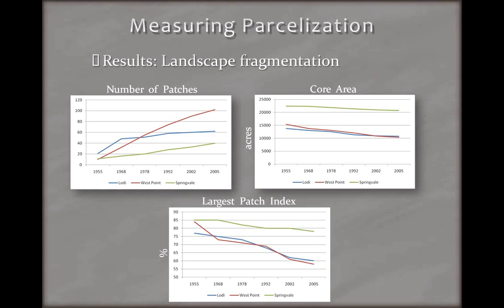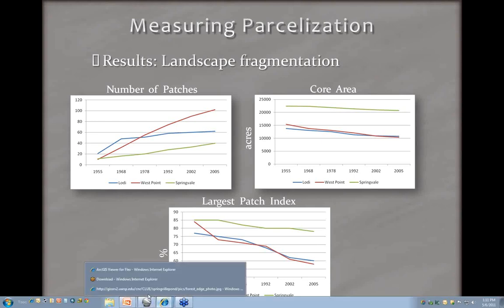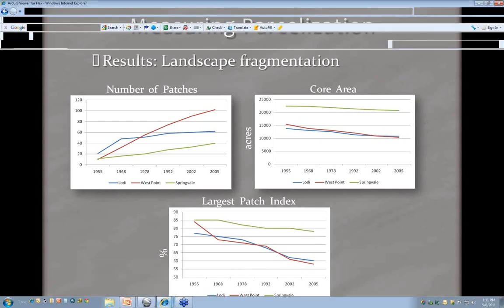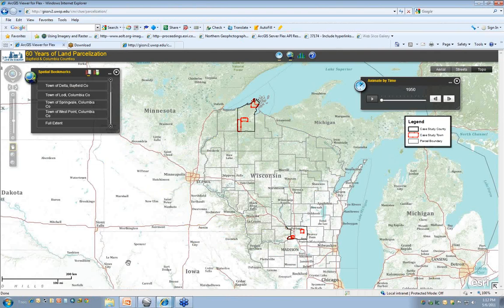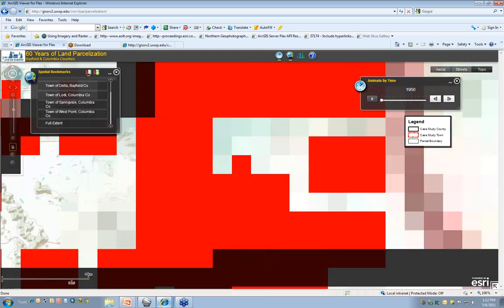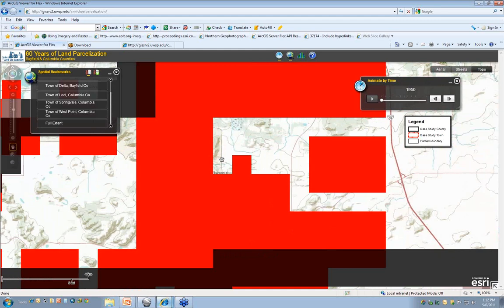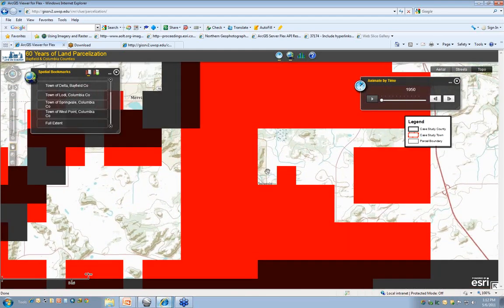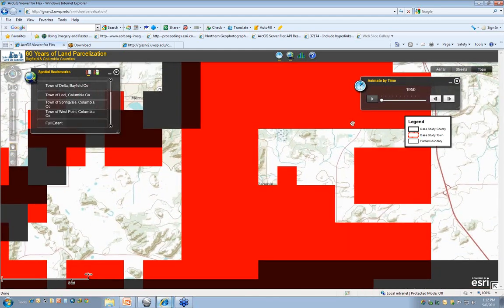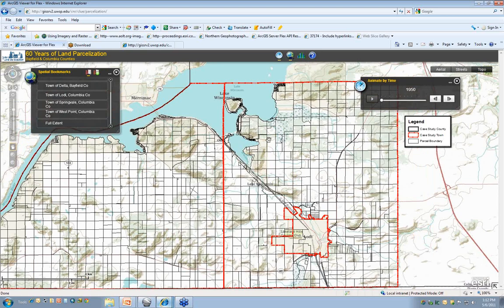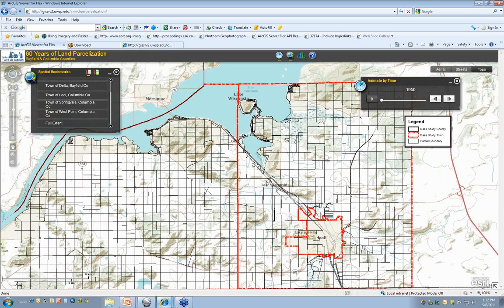And I think what I'll do with that is go show you an example of our historic parcel layers for West Point. So this is a web map that I generated that highlights where our case study communities are. The red outlines show the town boundaries. I'm going to zoom down to the town of Lodi and West Point. And what you're going to see pop up here is the roughly 1950 parcel pattern in these two towns.